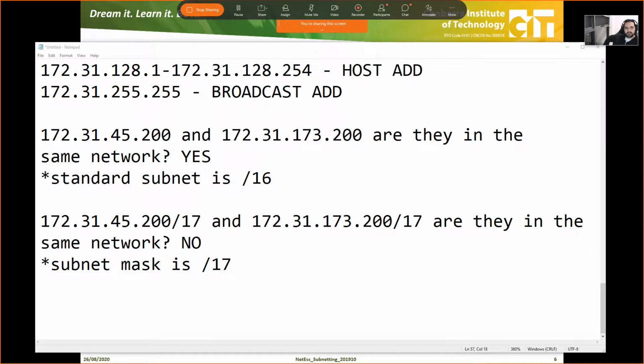Robert, I have a question again with the first one with the standard subnet. How does it happen again? So 172.31.45.